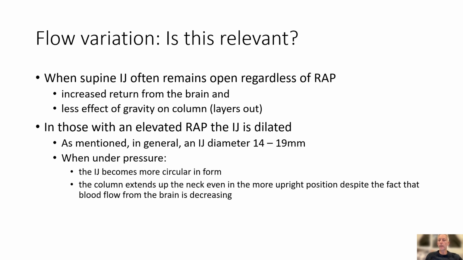In those with an elevated right atrial pressure, the IJ is distended. As mentioned, in general, an IJ diameter is 14 to 19 millimeters. When under pressure, the IJ becomes more circular in form and larger in diameter. In addition, the column extends up the neck even in the upright position, despite the fact that venous return from the brain is decreasing.